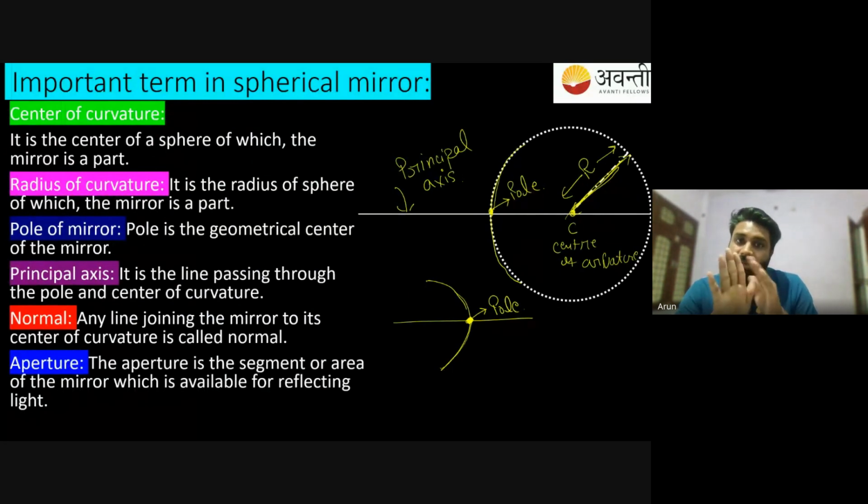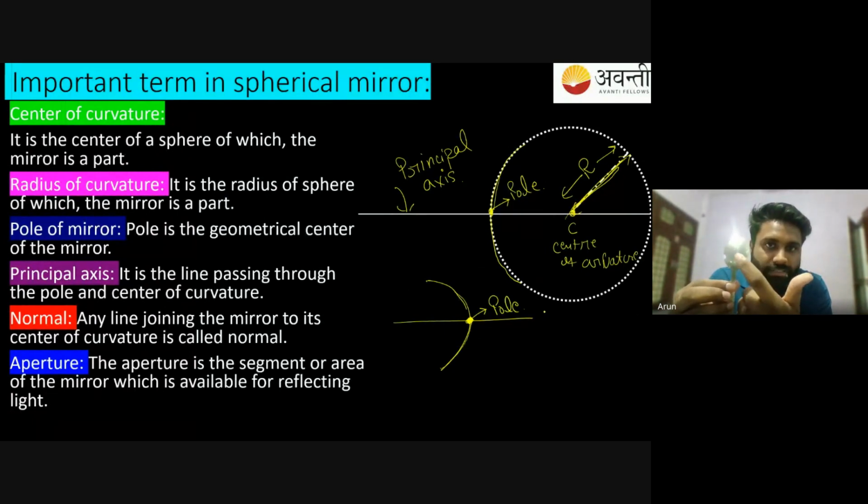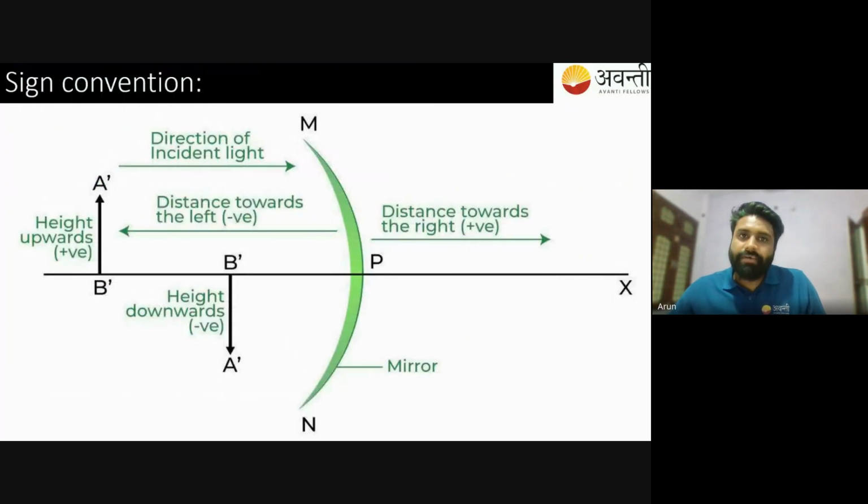The aperture is nothing but the reflecting part. Like if my hand is a concave or convex mirror, this whole part, which is the reflecting one, is termed the aperture. The surface that is possible for reflection is termed the aperture. Like in this spoon, this part is responsible for the reflection, so this is called the aperture.